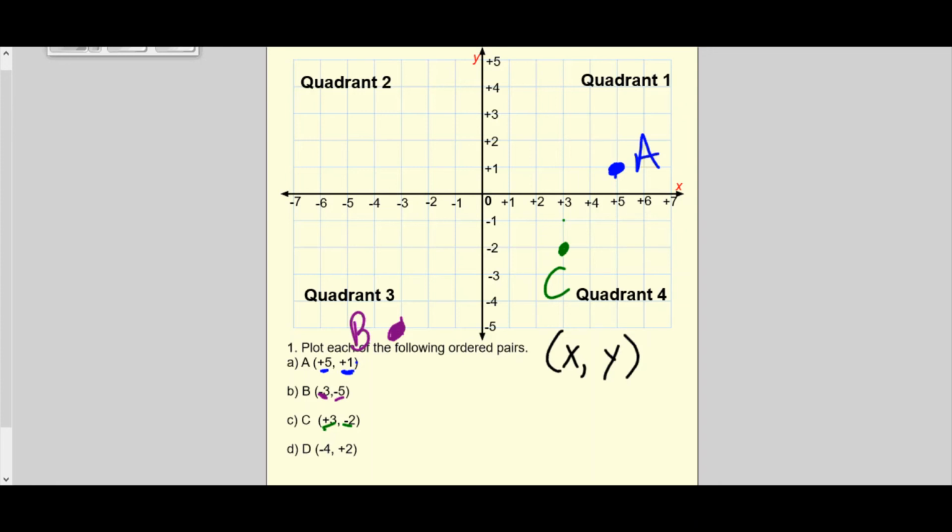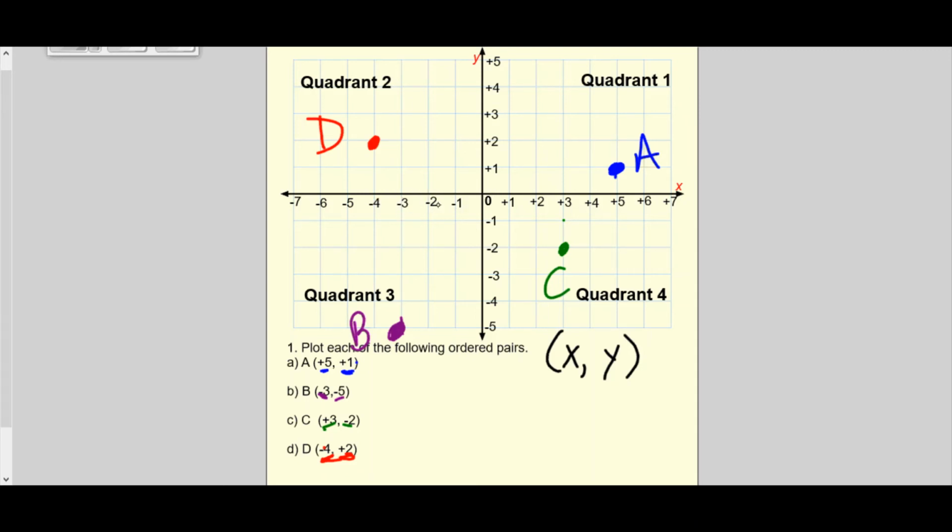And then lastly, we'll plot point D. So -4, -2. So my x is -4. So I'm going to go left 4 because that x coordinate is negative. 1, 2, 3, 4. So I'm at -4. So these numbers match. And then my y value is 2. So I'm going to go up 2. It's +2. So 1, 2. So this is point D. And again, you can erase those lines to help you get there.